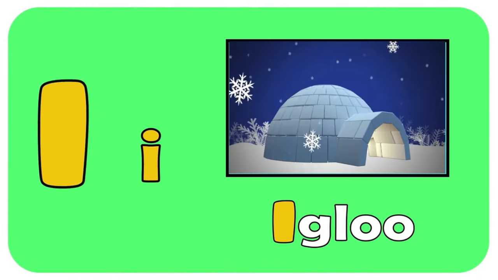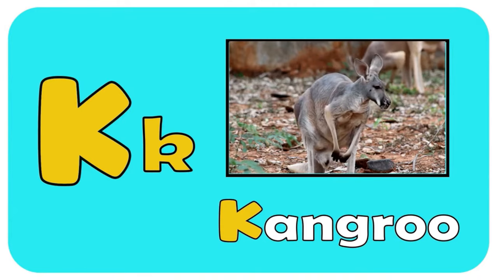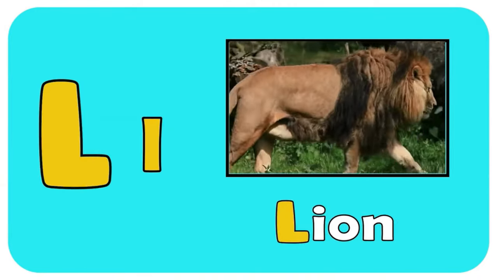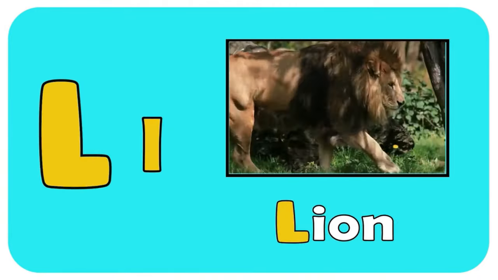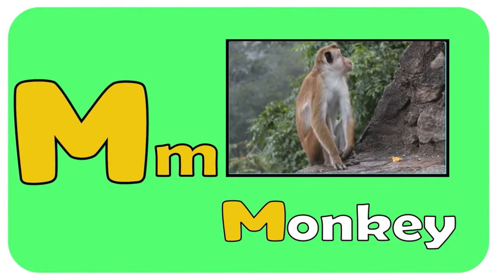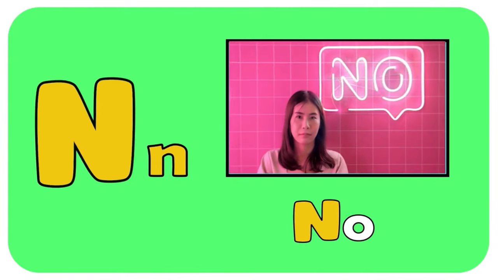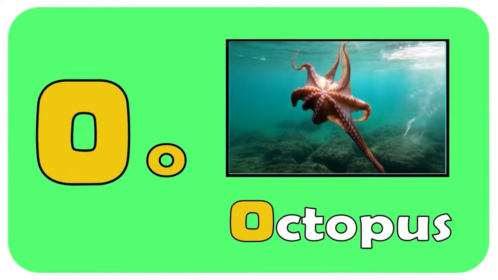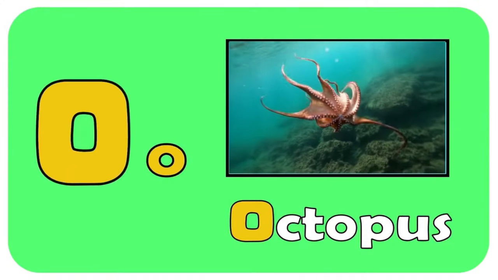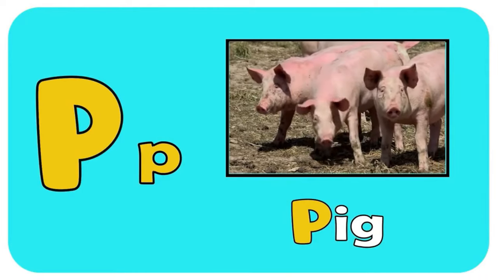hat. I for igloo, I, I, igloo. J for juice, j, j, juice. K for kangaroo, k, k, kangaroo. L for lion, l, l, lion. M for monkey, m, m, monkey. N for no, n, n, no. O for octopus, octopus. P for pig, pig.